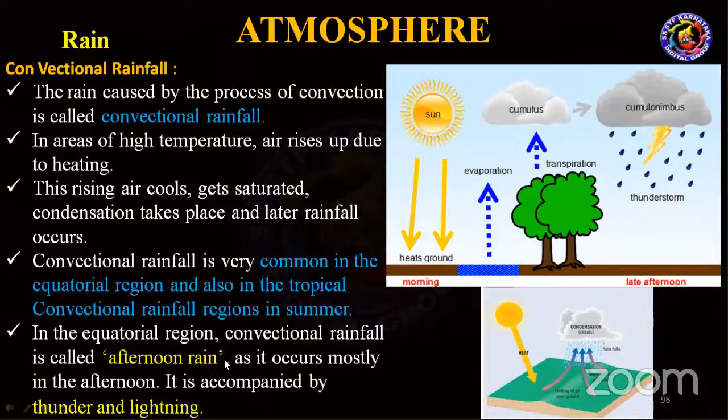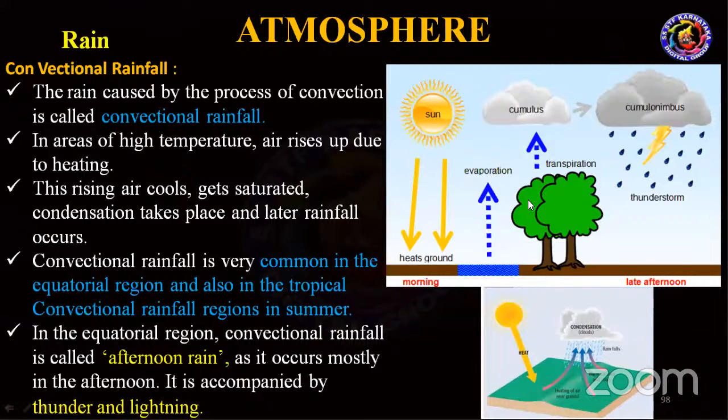From morning to afternoon, the air holds water vapor through evaporation, and finally it results in rainfall during the afternoon. Because of that, it is called afternoon rain.